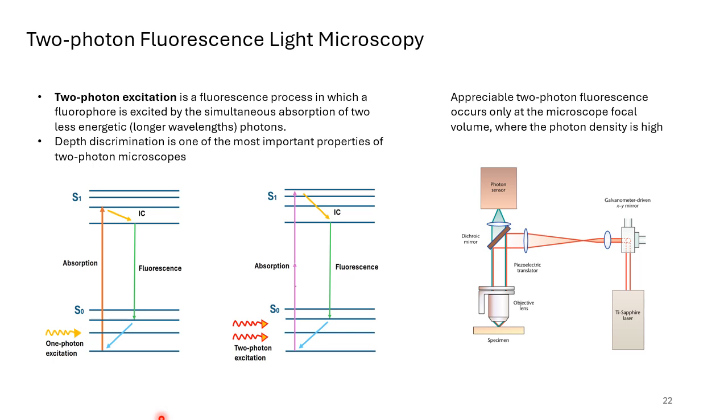So two-photon excitation is a fluorescence process that I have shown here. This is the one photon excitation and this is the two photon excitation. In this process, the fluorophore is excited by simultaneous absorption of two less energetic photons. This nonlinear process can occur if the sum of the energy of the two photons is greater than the energy gap between the molecule's ground and excited states.